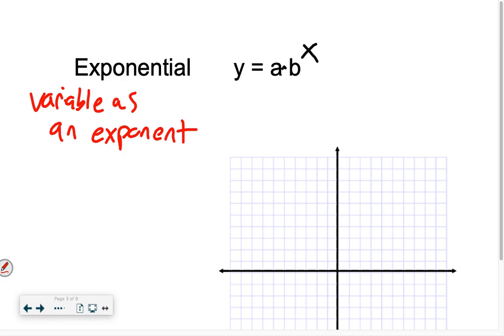So if you look here, the general form is a times b to the x. You have x as an exponent. That's a variable as an exponent. Okay? If there's a variable as an exponent, it's going to be an exponential equation.